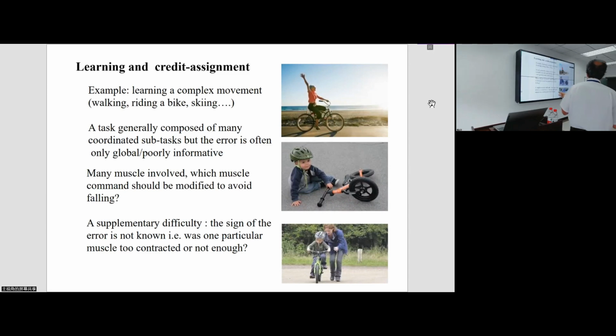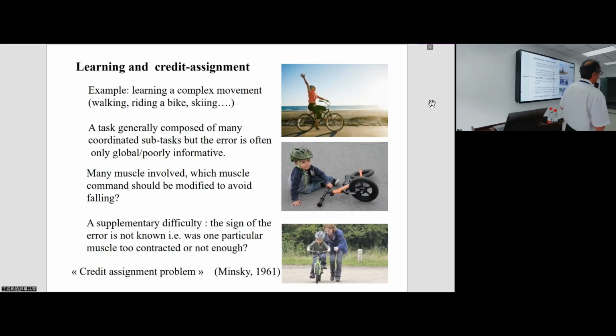And in many cases, even the sign of the error in this kind of complex task is not known. I mean, it's not known if you have contracted enough this particular muscle or not contracted enough. So the question is how the brain, and in particular in the case of complex movement, the cerebellum, is going to do that. This particular problem was called the credit assignment problem by Minsky, I think, in his PhD.